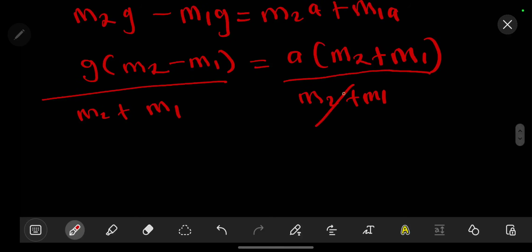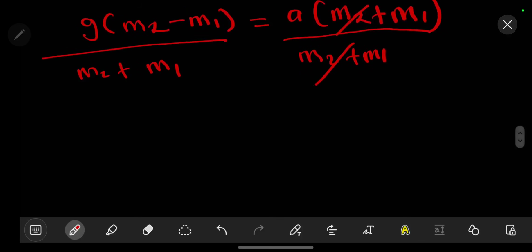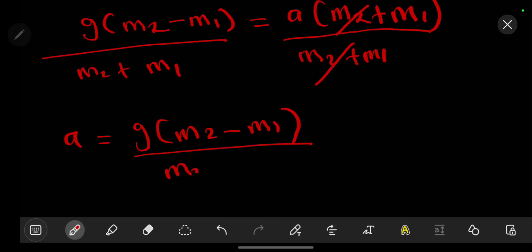Then this and this cancel, so our acceleration is equal to G times M2 minus our M1 over our M2 plus our M1. If you want, you can begin with your M1 plus M2. It is still the same, M1 plus our M2. So this is still the same. So you should know how to solve questions generally in this form, where you just have letters.